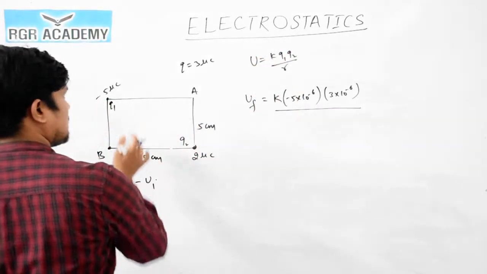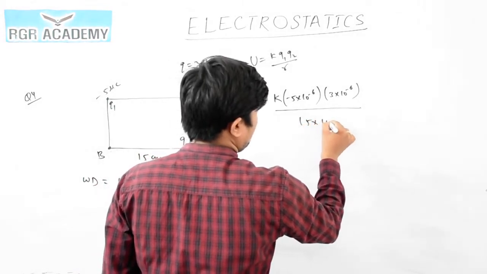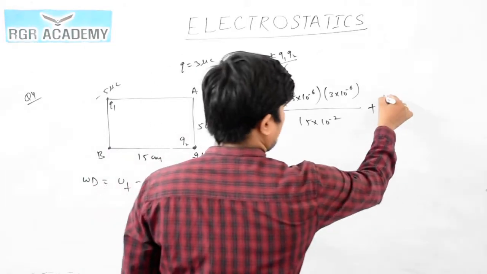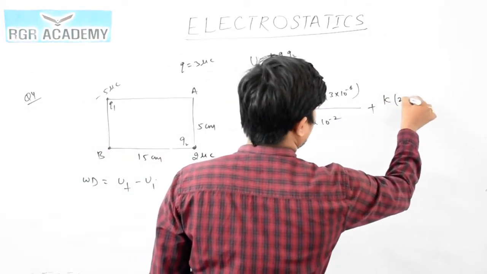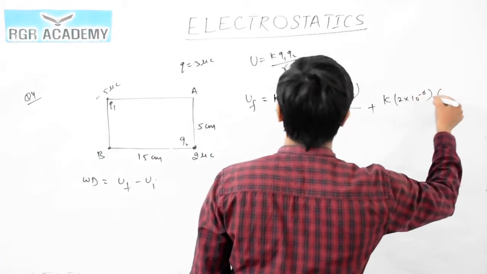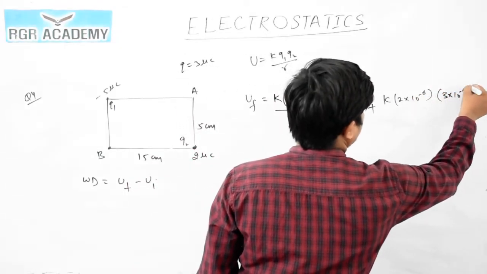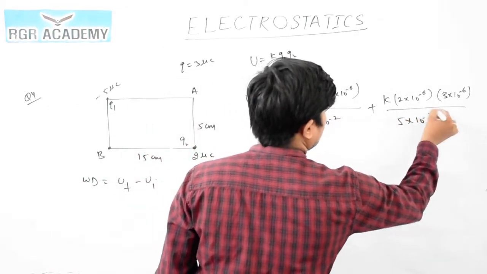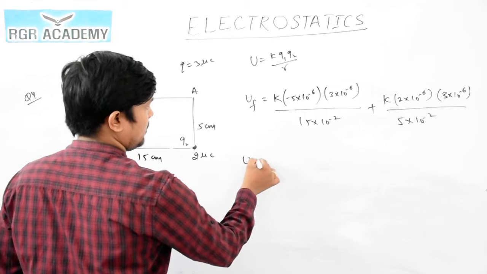Clear? So this distance is 15 into 10 to the power minus 2. Plus, due to this it is k q1, where q1 is 2 into 10 to the power minus 6, into q2, which is 3 into 10 to the power minus 6, divided by r. So r is how much? 5 into 10 to the power minus 2. This is U final.